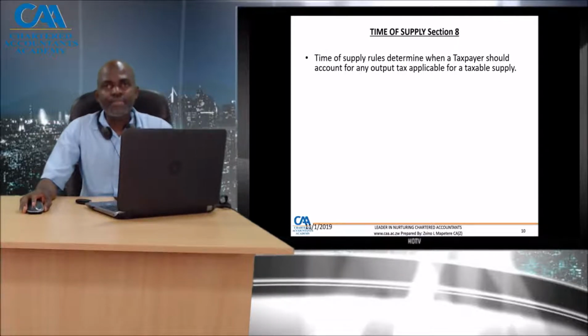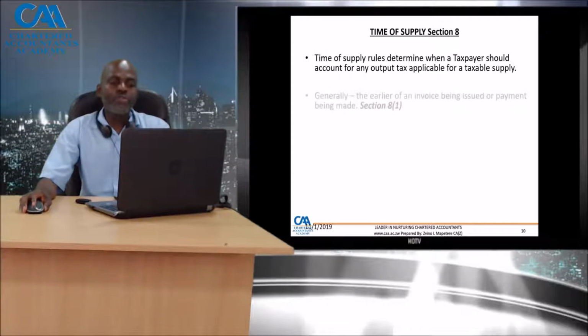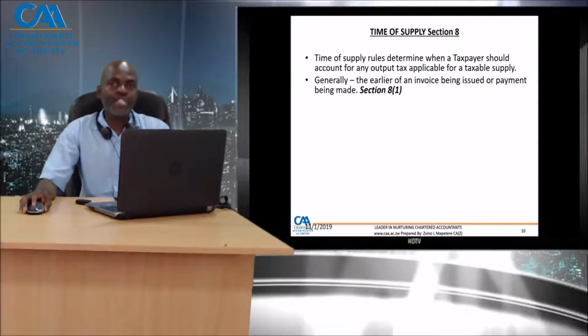What is important is, when we talk about time of supply rules, and even for examination purposes, it's a rule and not a date. So if we ask you what is the time of supply, we're not asking on which day should you record them. But what we are saying is, give us the rule. So you have time of supply rules for different types of transactions. Generally, the general rule for time of supply is the earlier of an invoice being issued or a payment being made.